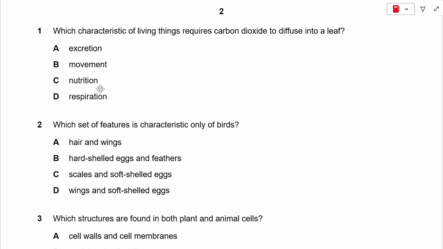Nutrition requires carbon dioxide so the plant can make its own food under the process of photosynthesis. So the characteristic that requires carbon dioxide to diffuse into it is nutrition. While respiration is the breakdown of glucose in the presence of oxygen to give out carbon dioxide as a waste product. So our answer is going to be nutrition. So we'll circle nutrition as such.